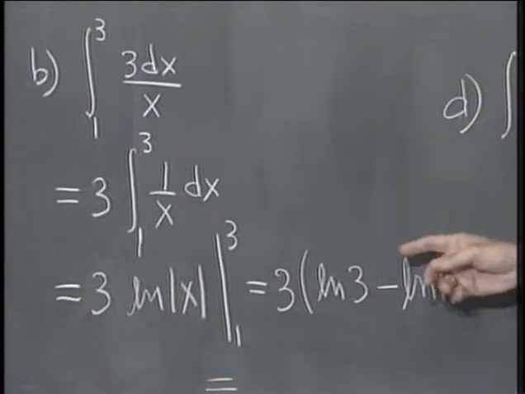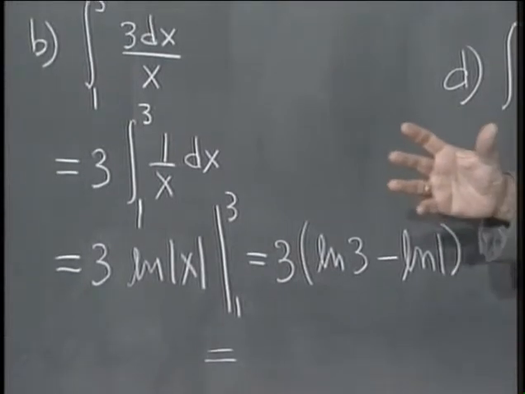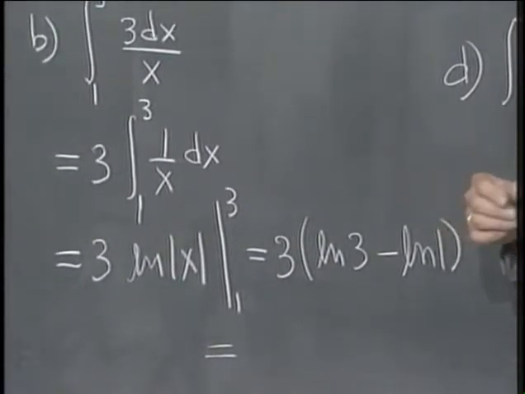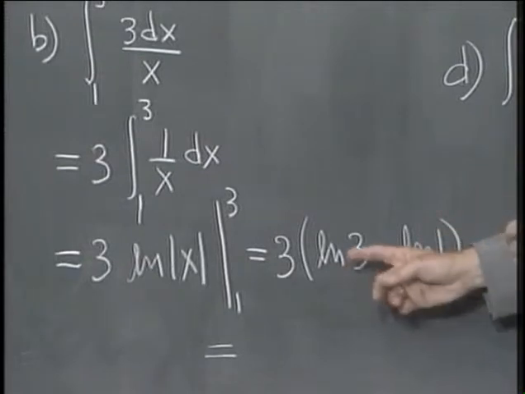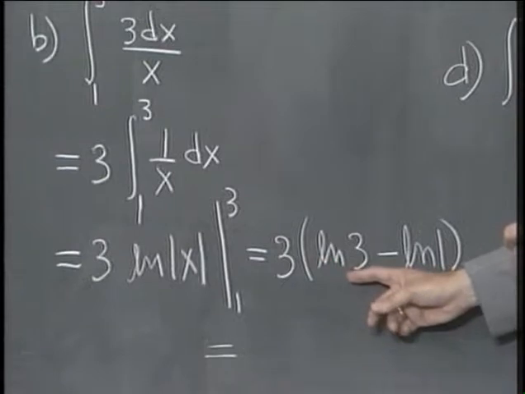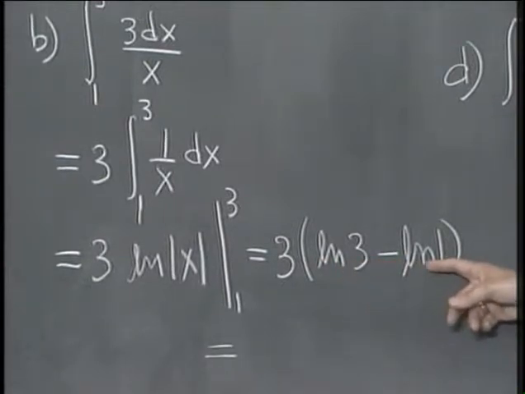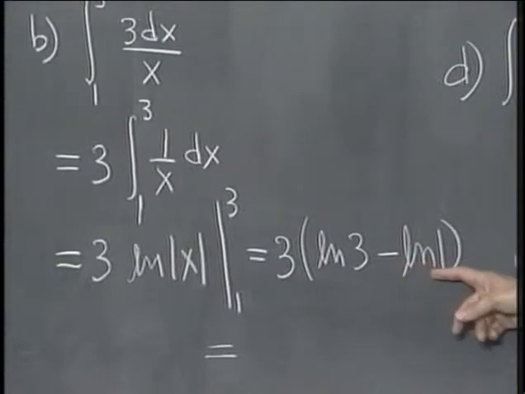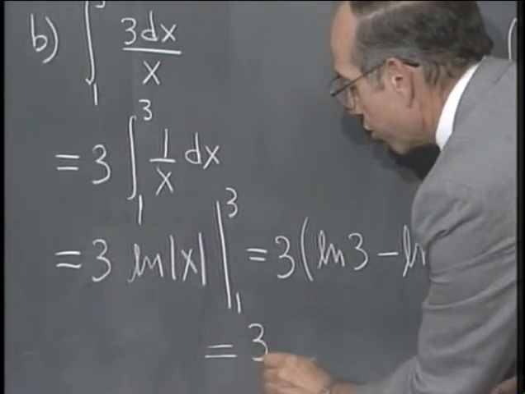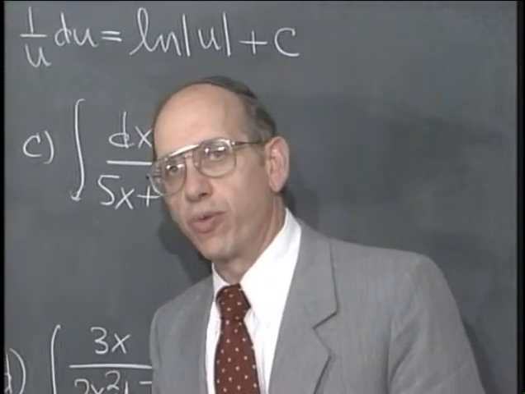Well, the natural log of 3 is a number. It's approximately 1.1. Actually, to 4 places, I think it's 1.0986. You can check that out with a table, or look it up on a calculator, or you can simply leave it as log of 3, which is really the correct answer. The log of 1, you must remember, is 0. The logarithm of 1 is 0 for every logarithm, in particular for the natural logarithm. So the answer to this is 3 times the natural log of 3. Let's go to part C.